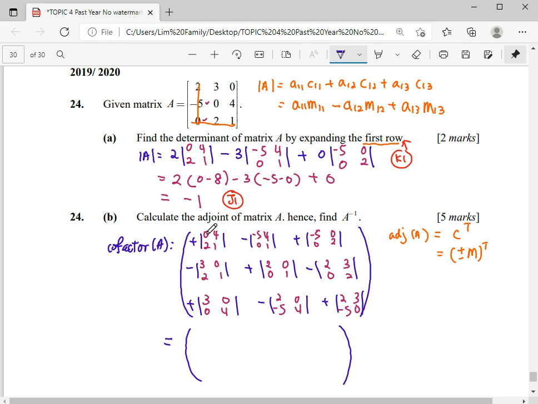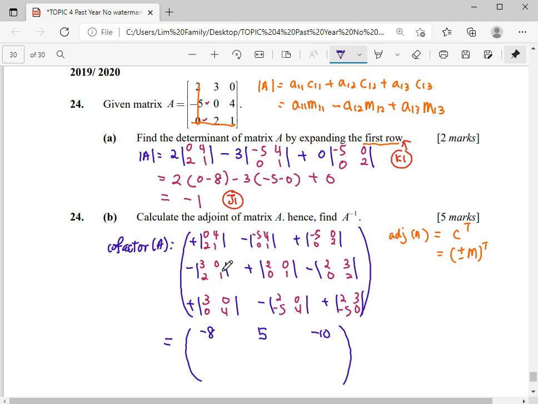Okay, so doing our AD minus BC. So 0 minus 8. This will give us negative 8. And then this one, negative 5. Negative, negative become positive 5. Then this one, negative 10 minus 0. So negative 10.